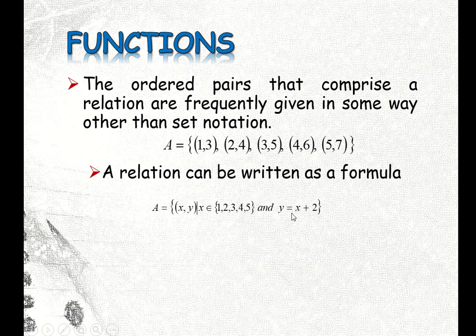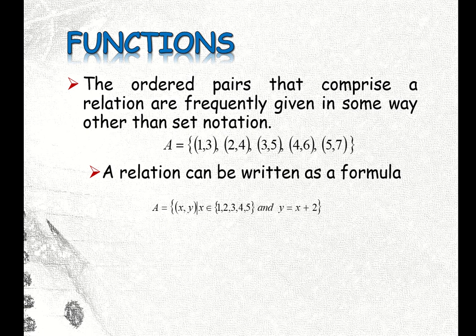So it means whatever is the value of x, you just add 2, then you will have the value for y. Like for example, if you have x equal to 1, 1 plus 2, so you have 3 for the y value. Now for x equal to 2, your y value is simply x plus 2, or 2 plus 2, so we have 4. And if your x is 3, then 3 plus 2, so the value for y is 5. And when x equal to 4, 4 plus 2, 6. Then you have x equal to 5, so 5 plus 2, so we have 7. So this is a relation that is expressed or written as a formula.